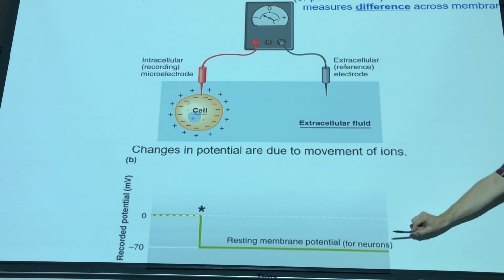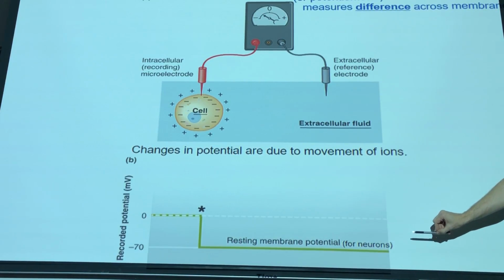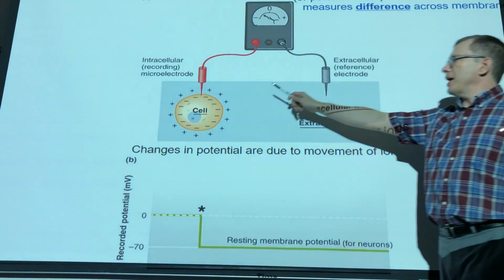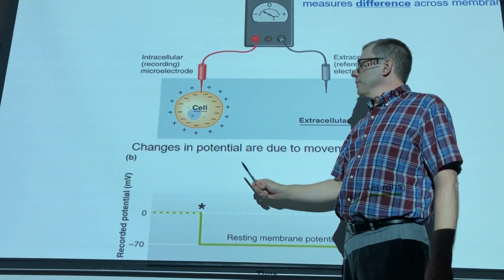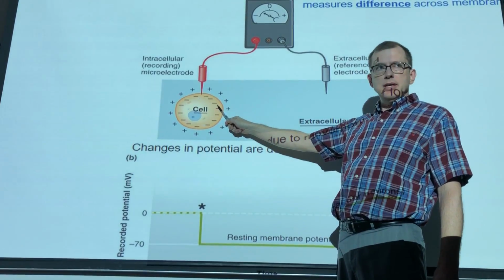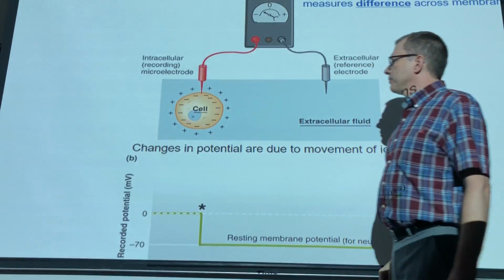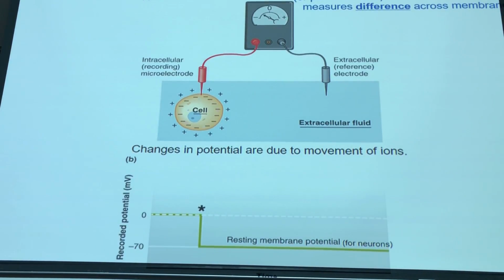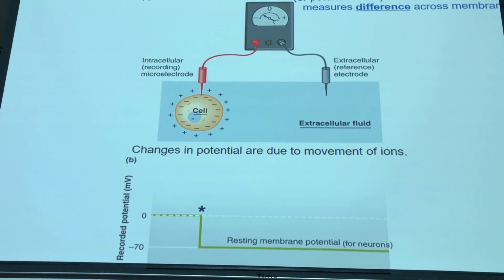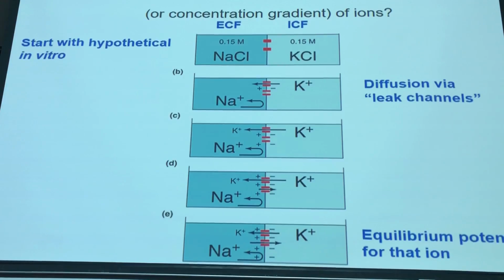That is the resting membrane potential for neurons. Okay? So there's a difference of minus 70 millivolts, okay? With the minus basically being here in neurons. That is their resting membrane potential. So just sitting there, that's the electrical difference across their plasma membrane. Okay, so how does this get created?